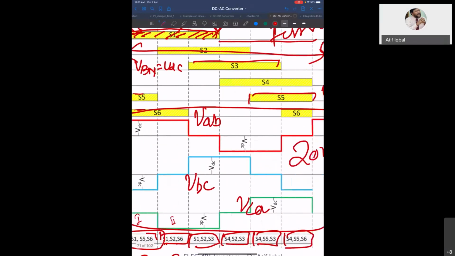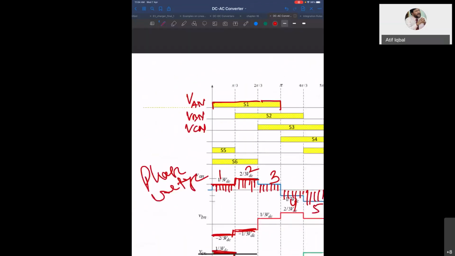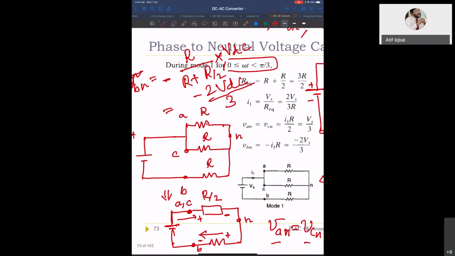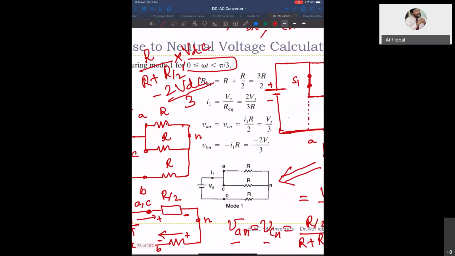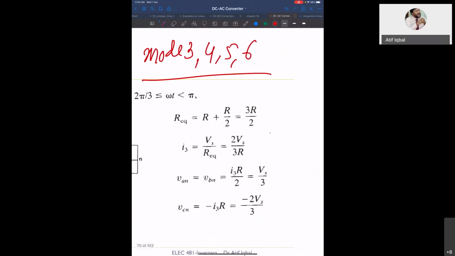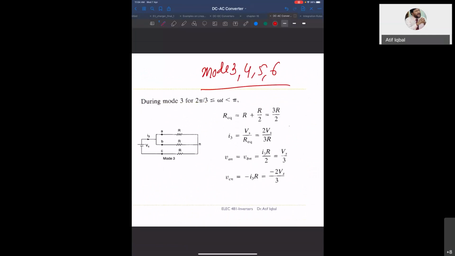In this way, we found all the 6 switches that are on, and then we analyzed assuming a resistive load, and we found the different phase voltages. And from the phase voltages, you can next find the line voltage by subtracting: VAB is equal to VAN minus VBN, and so on. So we found these voltages, and I asked you to complete the task for mode 3, 4, 5, and 6. And then we plot the phase voltages.